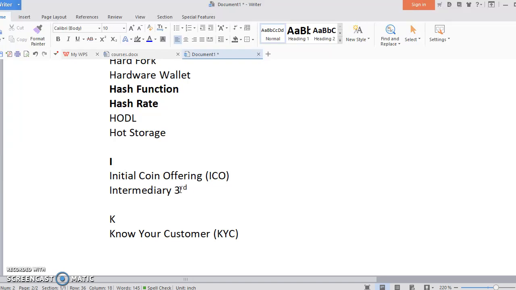But with Bitcoin or blockchain, third parties are taken away. We don't need third parties to verify if something is actually true. With smart contracts, we can verify that this is true, this is not true.